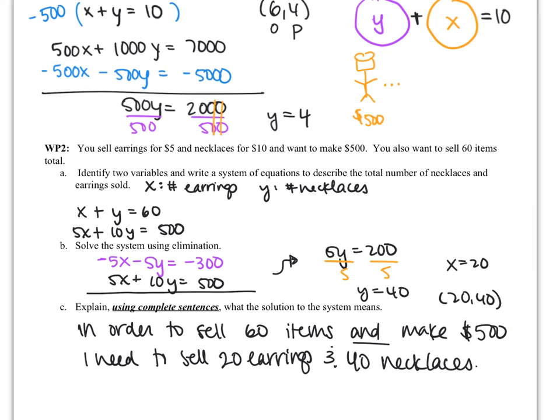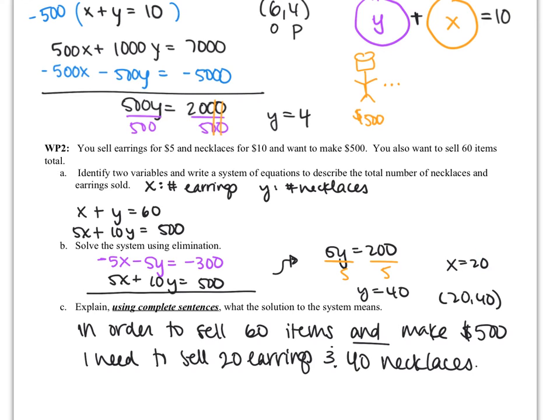I'm not ready to eliminate since none of my coefficients match, so I multiplied my top equation by negative 5. This got me negative 5x minus 5y equals negative 300. Now by adding my system, negative 5x plus 5x canceled, negative 5y plus 5y became 5y, and negative 300 plus 500 became 200. When I solved for y, I got 40, so that means I would need to sell 40 necklaces. Now if I'm selling 60 items total, that would mean I'm selling 20 earrings.